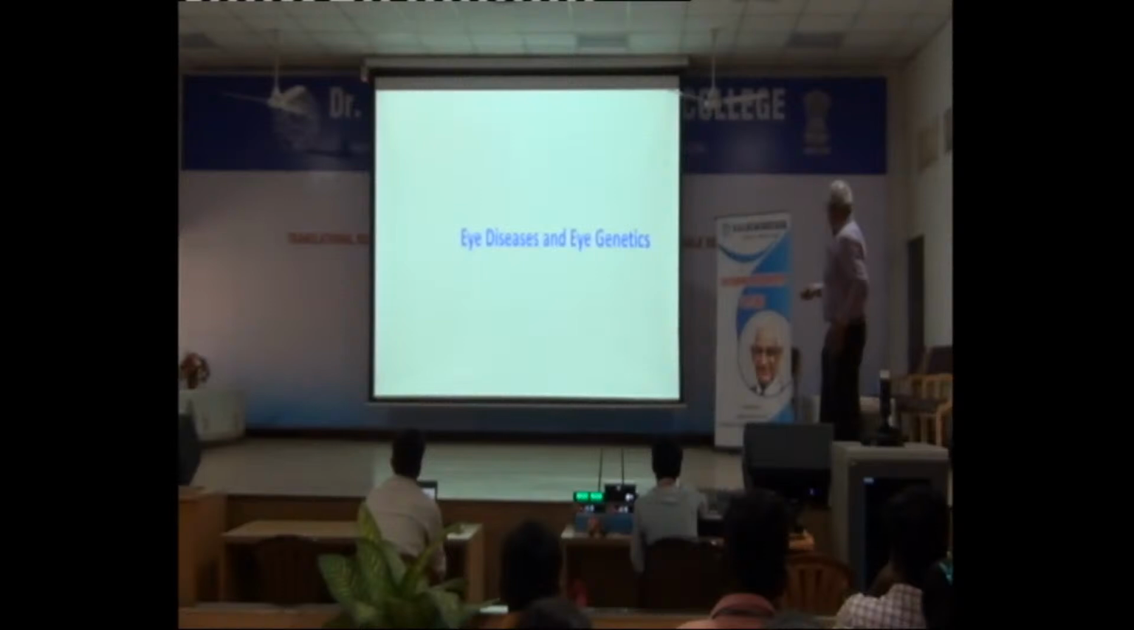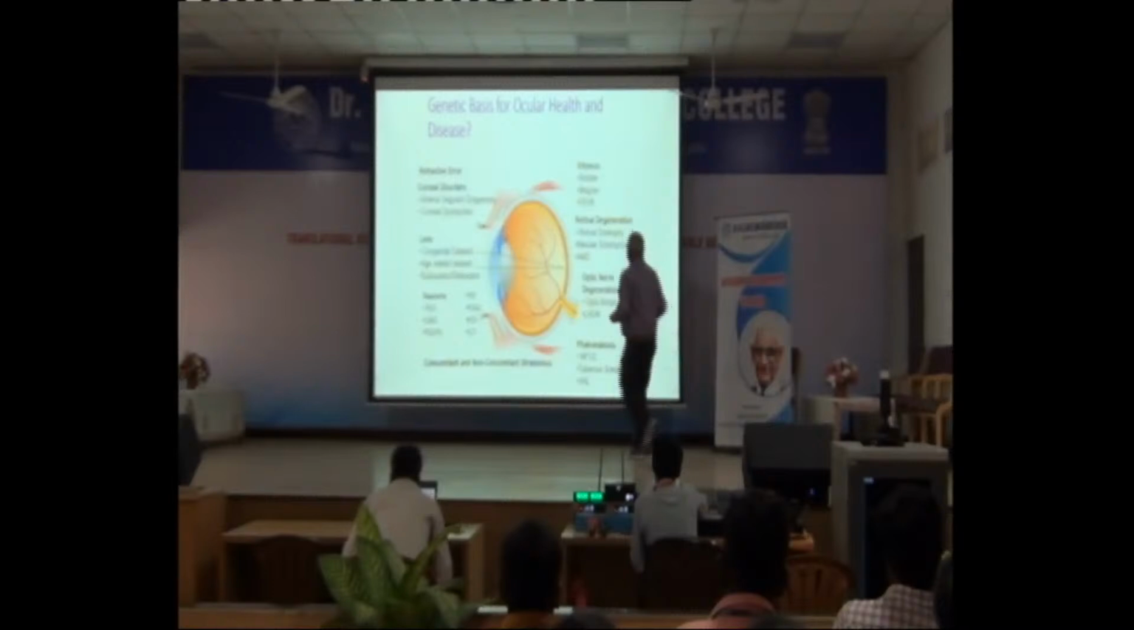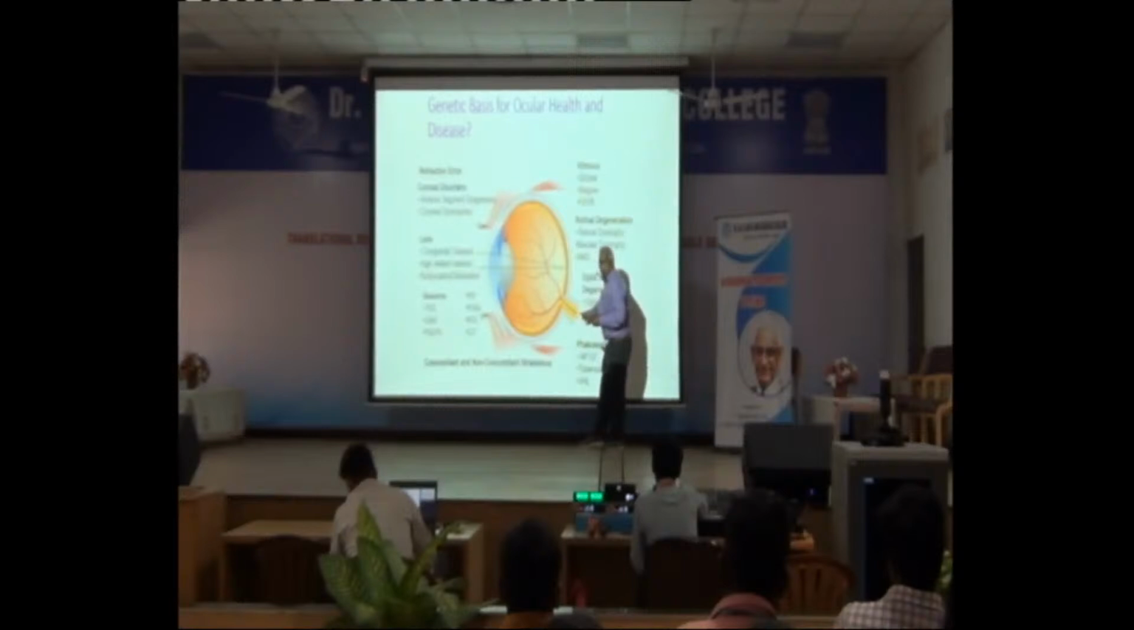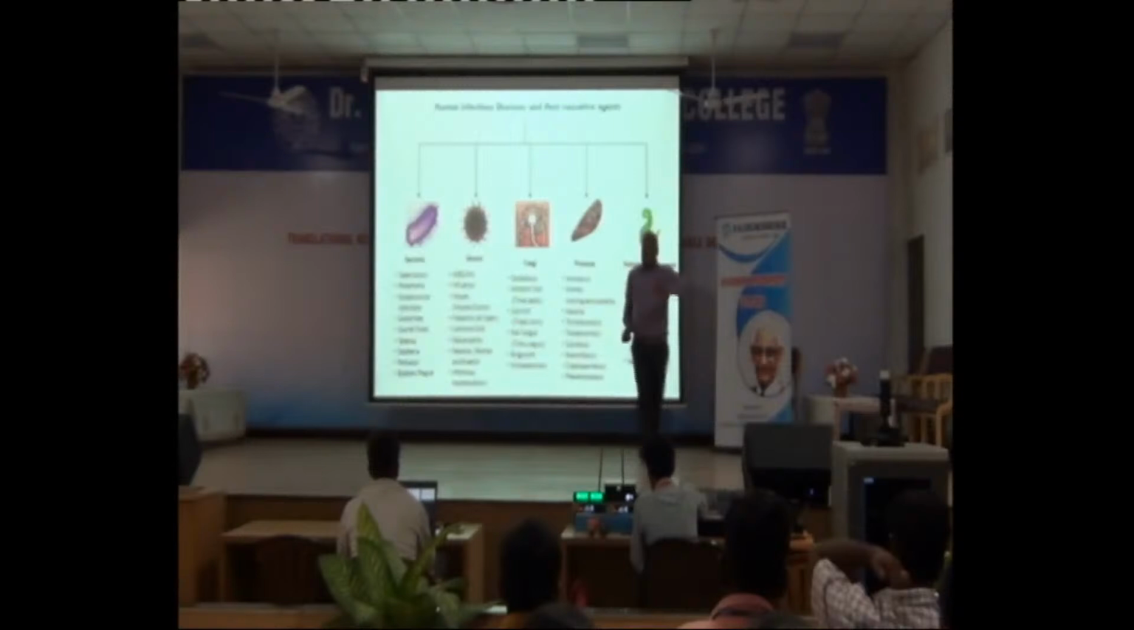Okay, in your 10th grade, you know what is the structure of the eye. So this is the anterior chamber and this is the posterior chamber. And this is lens and this is iris. This is ciliary body. This is cornea. This is retina and this is macula. This is optic nerve. This optic nerve is taking the information to the brain. Is there any change in any one of the things? Definitely, you are in trouble or you will get disease.